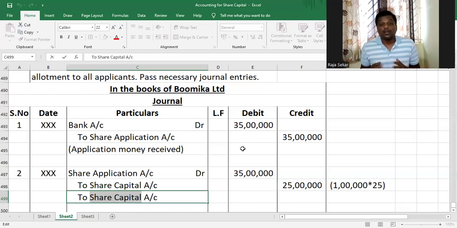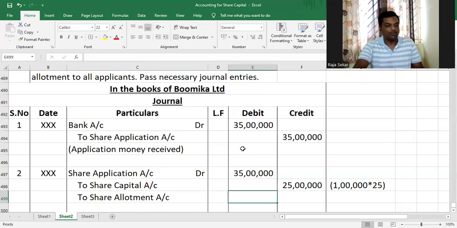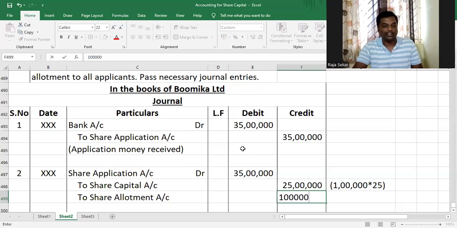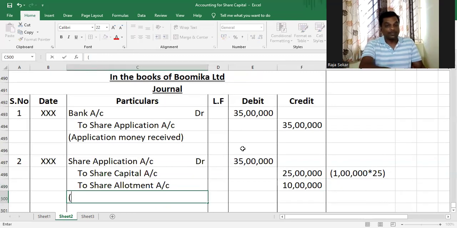If the question states that the excess application money has to be refunded, whatever is left after transferring to share capital shall be refunded. If the question is silent on how to treat the excess application money, then whatever is left shall be taken to share allotment account. And if something is left even beyond that, that would be refunded.